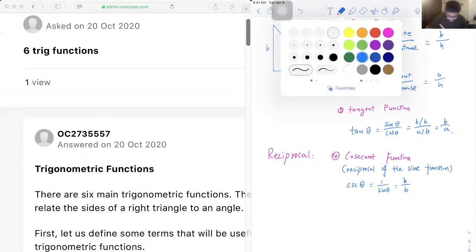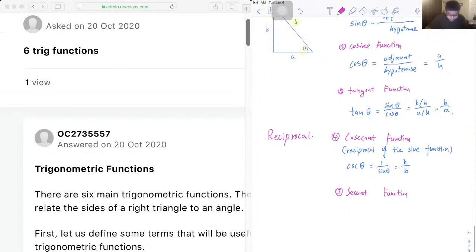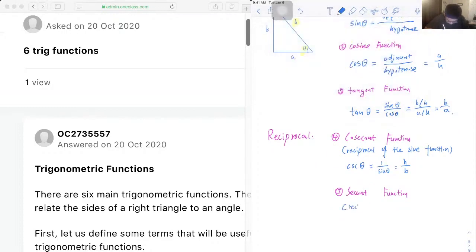All right. So number 5 would be the secant function, which is a reciprocal of the cosine function. So we will have SEC theta is equal to 1 over cosine theta, and recall cosine theta is a over h, so the reciprocal will be h over a.